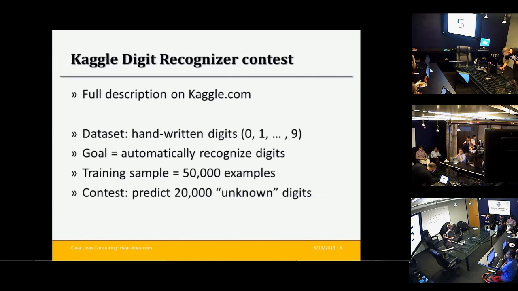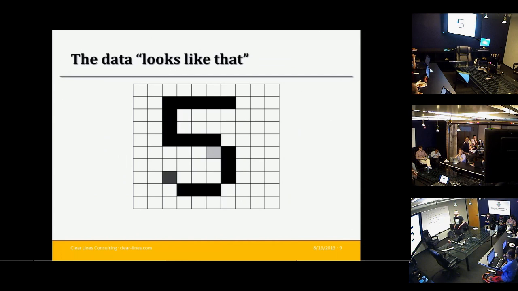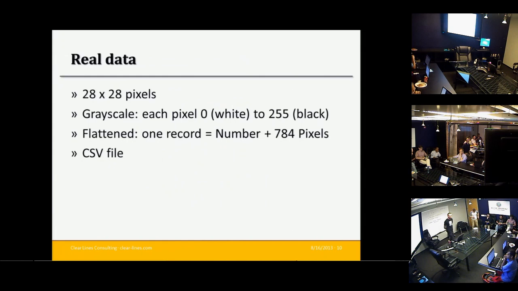I have a few pictures to explain how it works. Each of the records in the data set is like somebody wrote a 5, and you're going to have a square of pixels. Pixels go from white to black. They're actually grayscale, so you have dark gray, light gray, stuff like that. The real data is a bit bigger than what I showed. The scans are 28 by 28 pixels, so these are squares. Grayscale, so each pixel is encoded from 0 to 255. The file is also flattened, so each record is really a big flat line of numbers. The first thing is the number, like this is a 5, and then you have 28 by 28, which is 784 pixels in a row, and that's a CSV file.